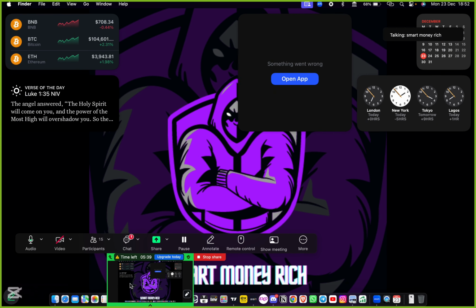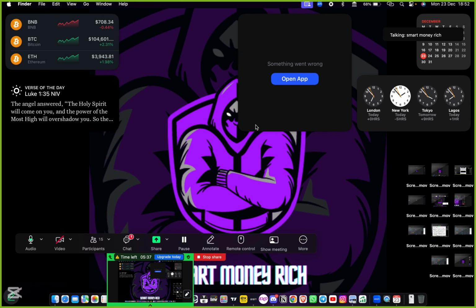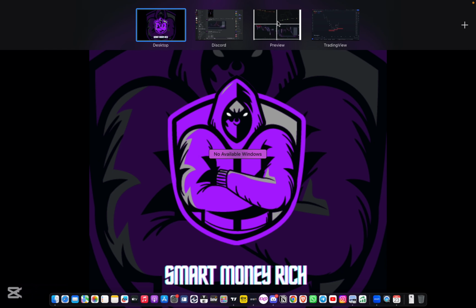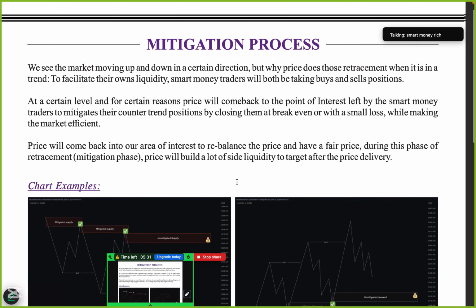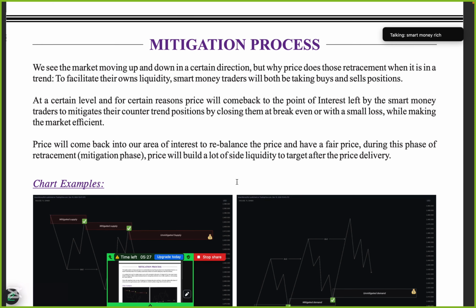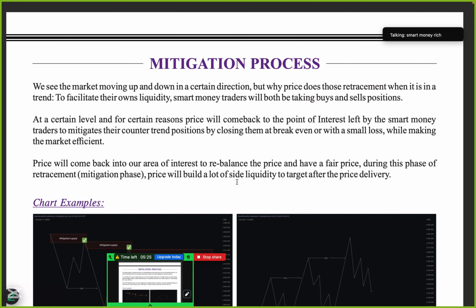I told you guys this class is really not going to take much time because the mitigation process is not something that will consume our time, right? The mitigation process is easy and simple to understand, right? So we see the market moving up or moving down in a certain direction. But why price does those retracements when it is in a trend is to facilitate their own liquidity.